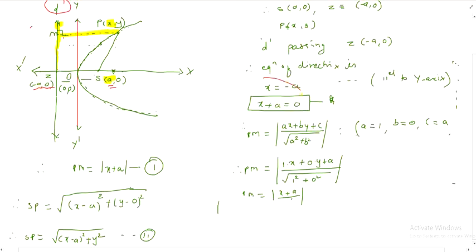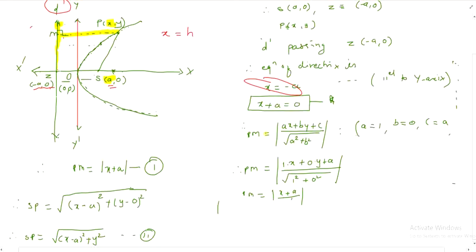Look here. This is obtained from a standard result, that is, if the line is parallel to the y-axis, then its equation is given by x is equal to h. It may be plus, it may be minus. So the equation of the directrix becomes x plus a is equal to 0. Now we can find the perpendicular distance PM by using the formula which we have learned in 11th standard, that is how to find the perpendicular distance of a line from a point in a plane.